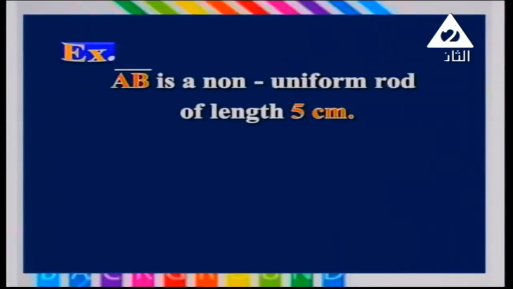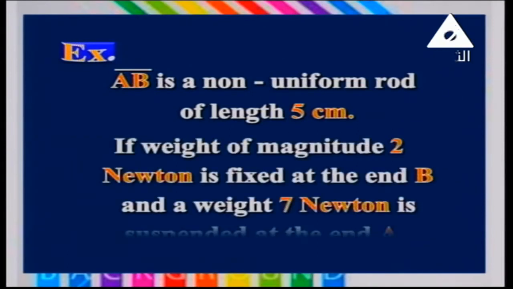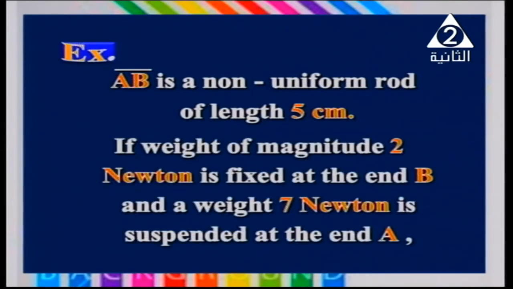AB is a non-uniform rod of length 5 cm. Its weight of magnitude 2 Newton is fixed at the end B, and a weight of 7 Newton is suspended at the end A.